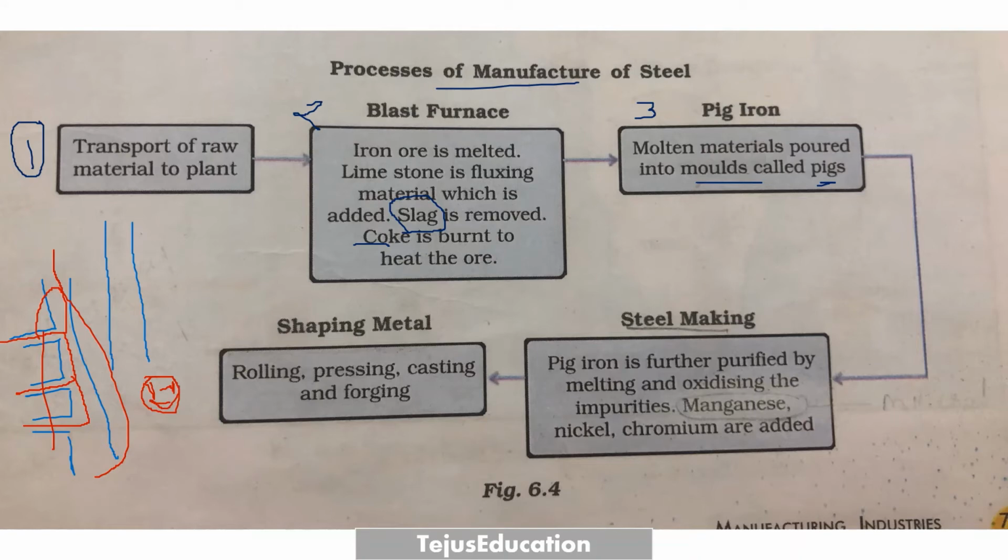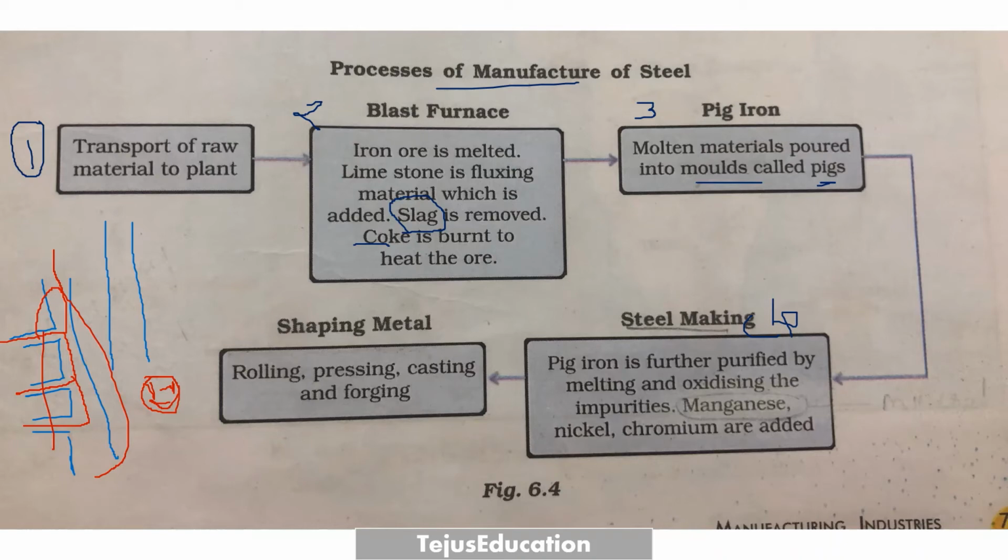Okay, now let's go to the fourth one. Steel making. Pig iron is further purified by melting and oxidizing the impurities. So with pig iron, we are trying to get the pure form. We are just trying to remove the impurities. How is it done? By melting and oxidizing the impurities. We are melting away, and the reduction of oxides is taking place.